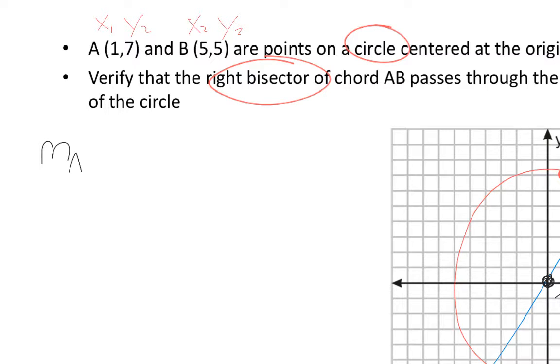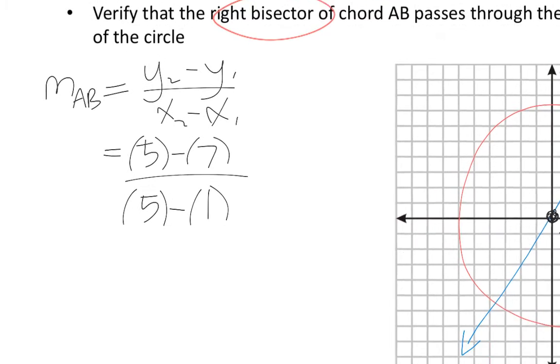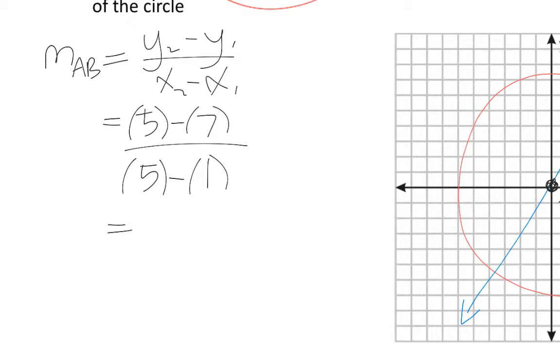After I've done that, let's go ahead and find the slope of that line. Slope of line AB, that is the chord, is y2 minus y1 over x2 minus x1. That should be fairly simple. That's going to be 5 subtract 7 over 5 subtract 1. That calculation is going to be pretty simple. That's going to be negative 2 over 4, which simplifies to negative 1 over 2.